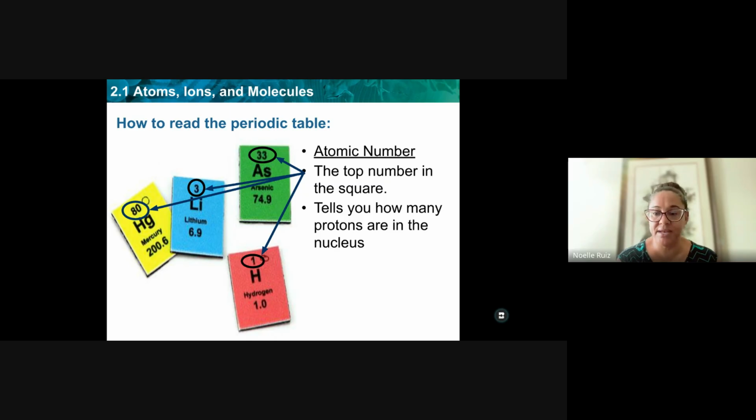If I ask you how many protons are in a lithium atom, all you have to do is look at the top. That number is 3. That's it.